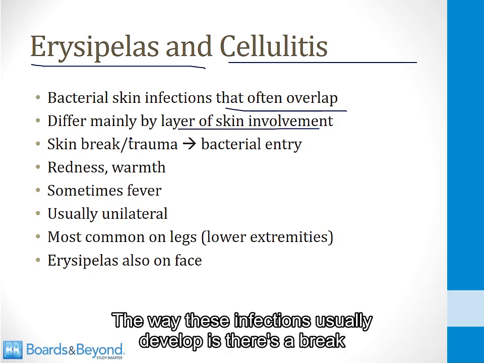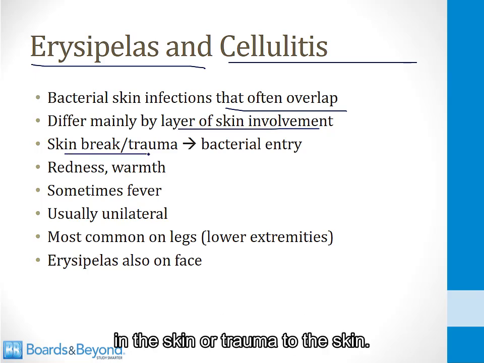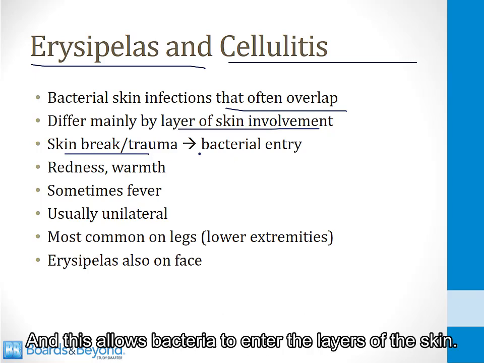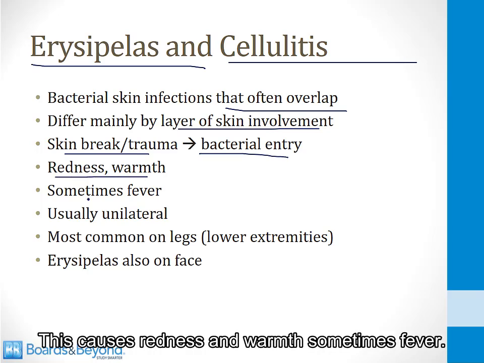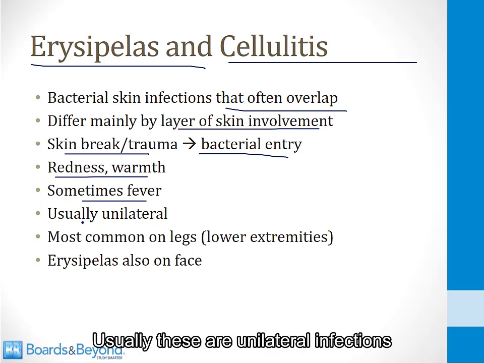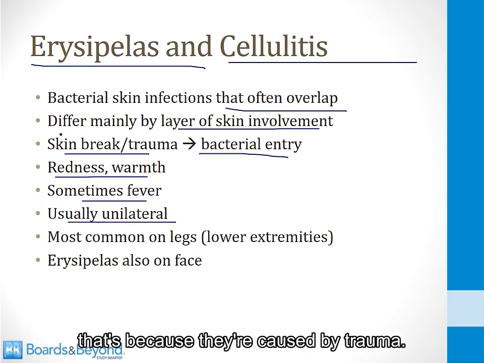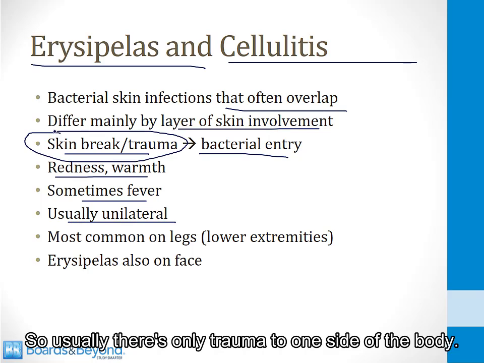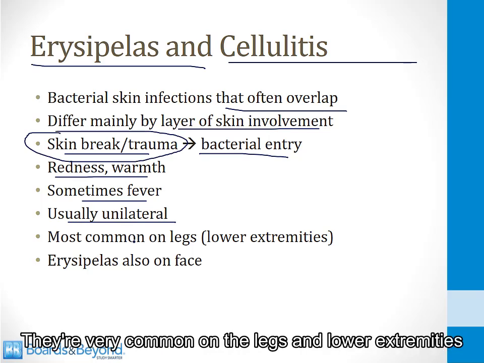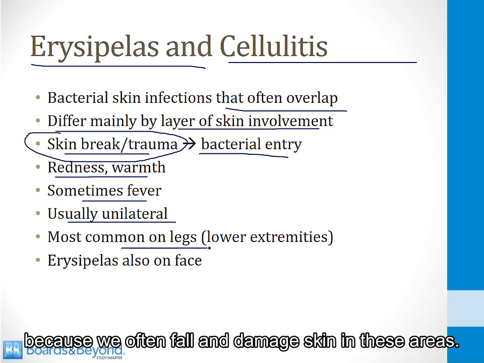The way these infections usually develop is there's a break in the skin or trauma to the skin, and this allows bacteria to enter the layers of the skin. This causes redness and warmth, sometimes fever. Usually these are unilateral infections. That's because they're caused by trauma. So usually there's only trauma to one side of the body. They're very common on the legs and lower extremities because we often fall and damage the skin in these areas.